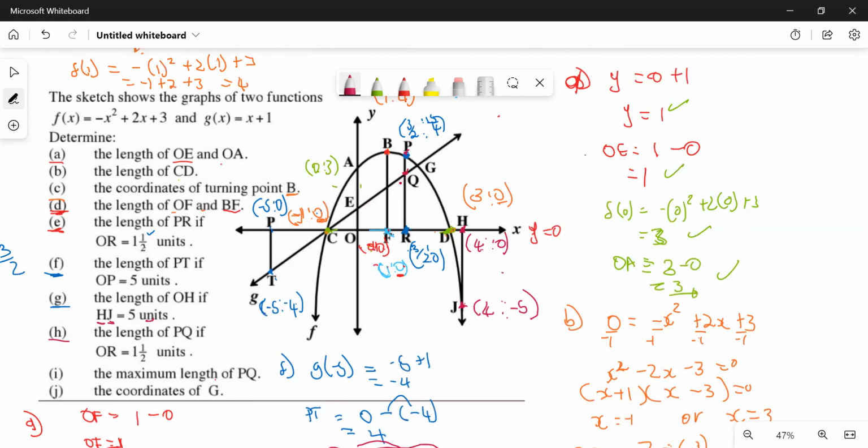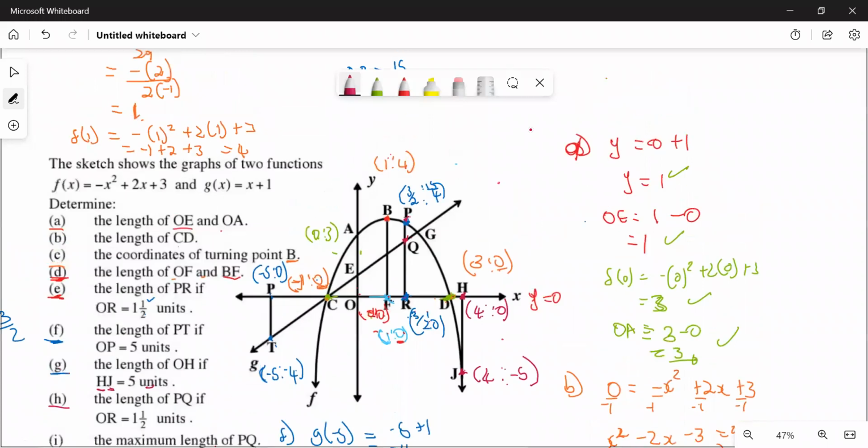Are we good? And then what did they tell us? Let's check what they told us. They already told us which one is OR. They told us OR is equal to 2 all over 3. Remember that? Now, if we want to get PQ, how are you going to get PQ? We need the coordinates of Q. Let's write them here.